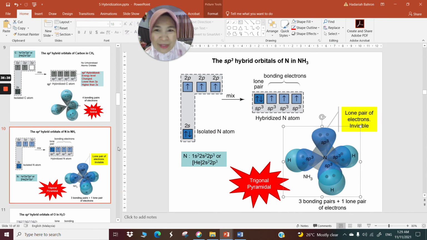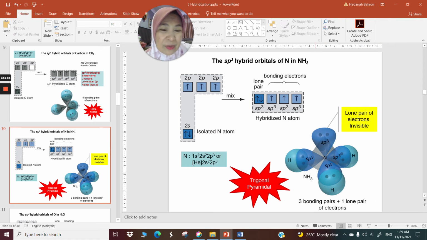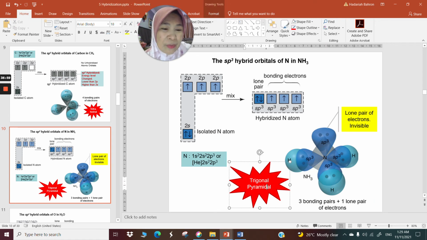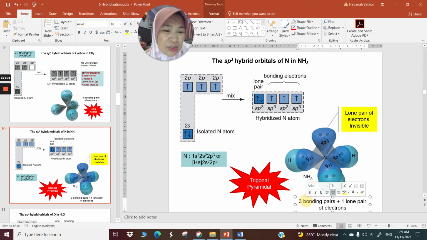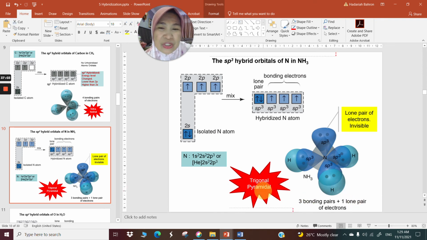And that explains why in ammonia you do not get a perpendicular. You do not get a 90-degree H and H bond angle, but you get 107. So that is the explanation. You use hybridization theory to explain the bond angle of ammonia. So for your ammonia, where you have 3 bonding pairs of electrons and 1 lone pair of electrons, the shape will be trigonal pyramidal. Yeah, I hope that is clear.